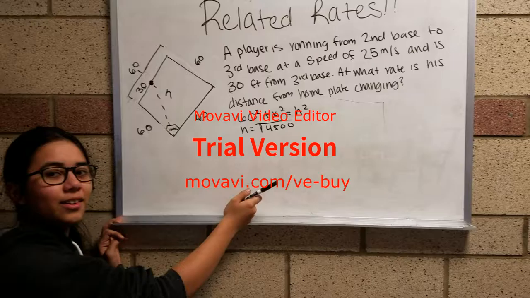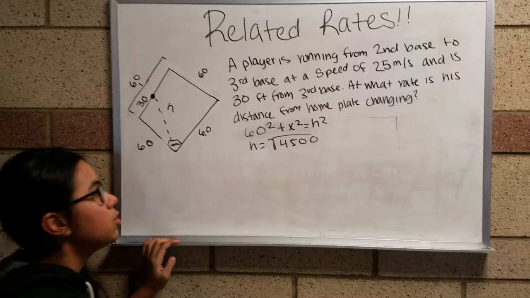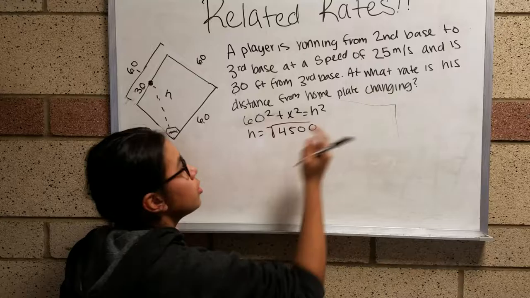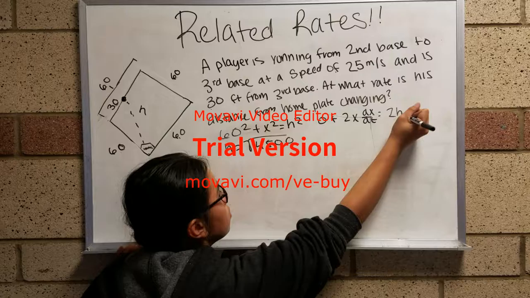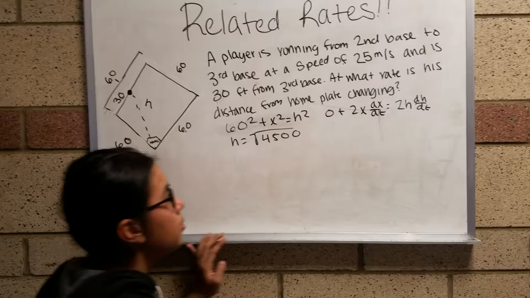To find the derivative of H, first you take the derivative of this equation. The derivative of any constant is zero, so it's zero plus 2x dx/dt is equal to 2h dh/dt, and then you just solve for dh/dt, plugging everything in.